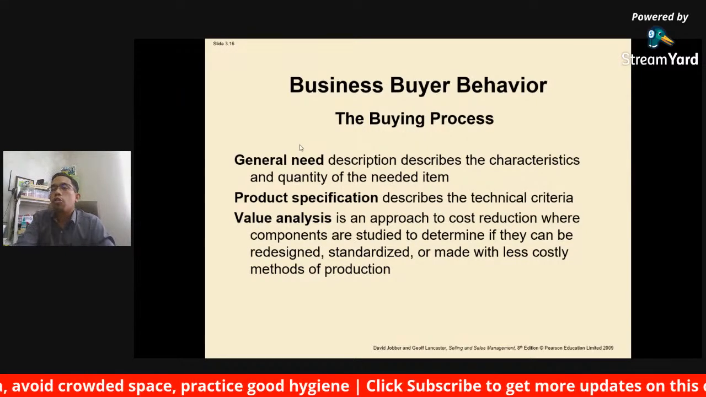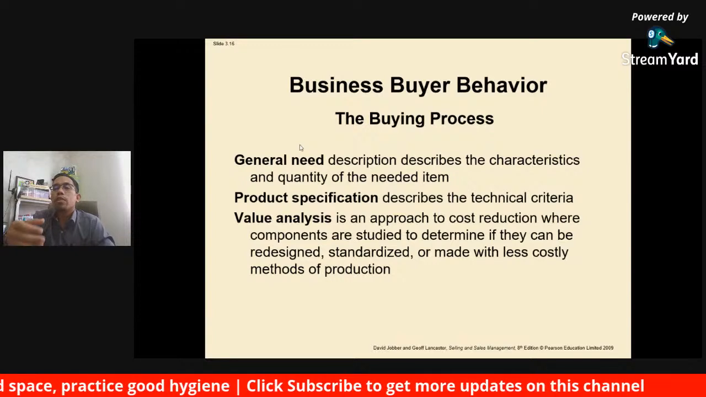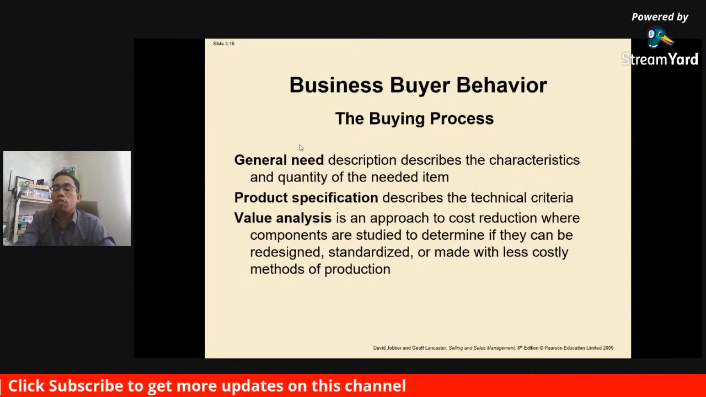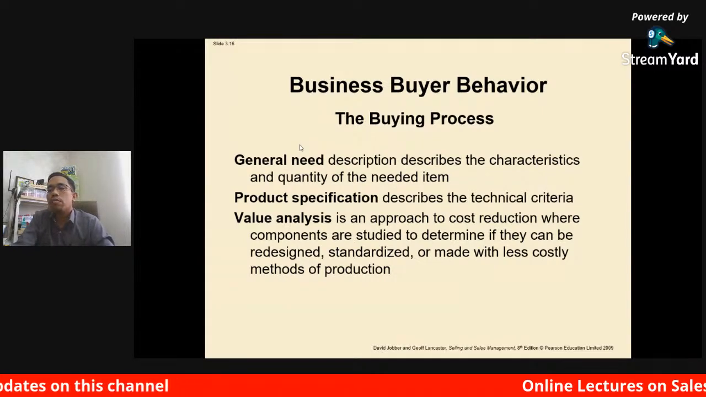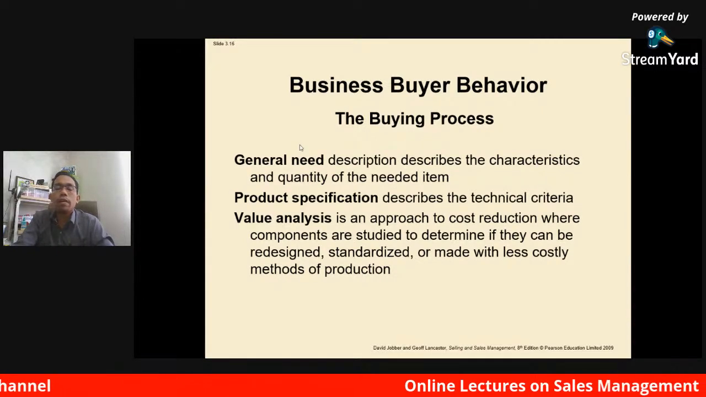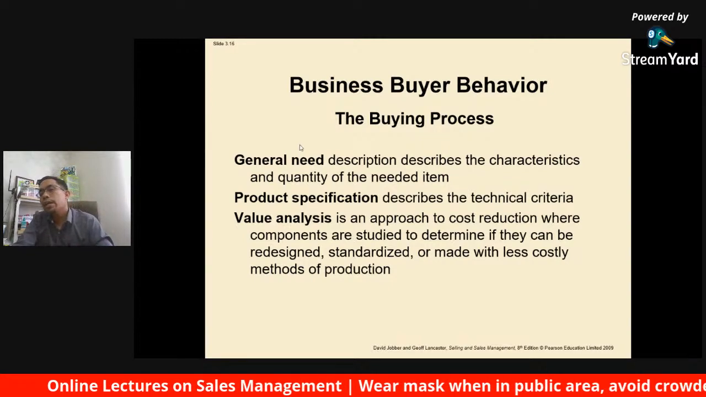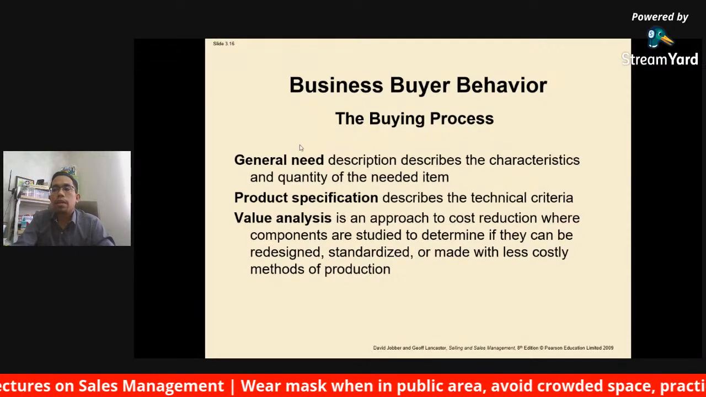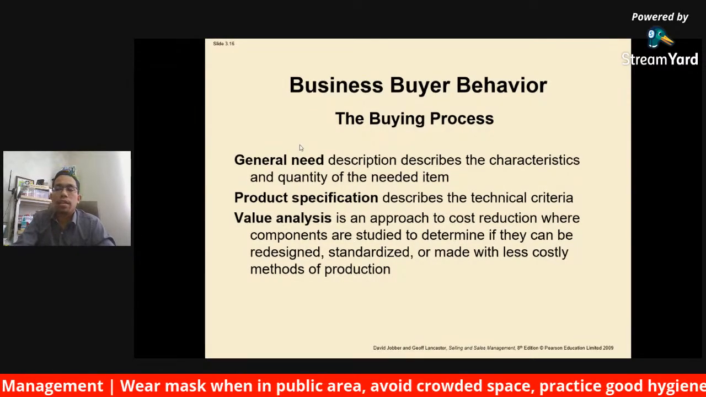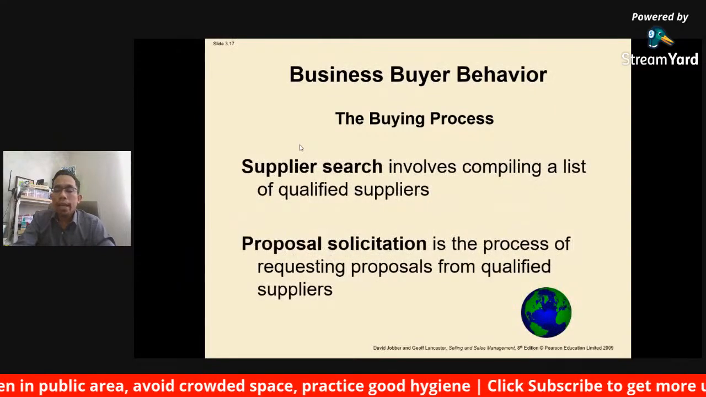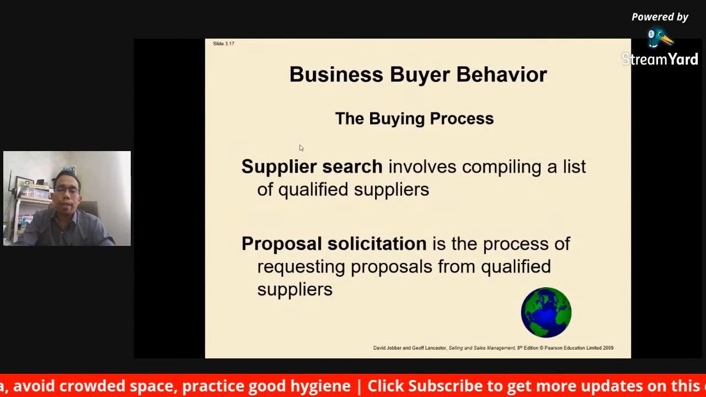So, general need description. Your product specification is described based on the technical paper provided. Value analysis is an approach to cost reduction. For business, normally we look for ways to reduce our costs, where components are studied to determine if they can be redesigned, standardized, or made with a less costly method of production. After that, you look for suppliers.